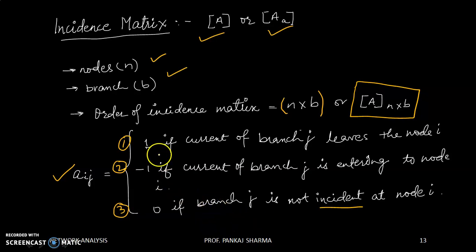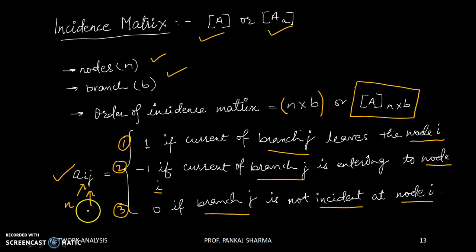Just mark the words branch j and node i. Branch j and node i. Here it is also branch j and node i. Aij means i is your node and j is your branch, as written here.